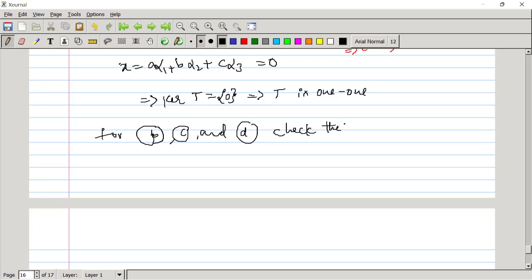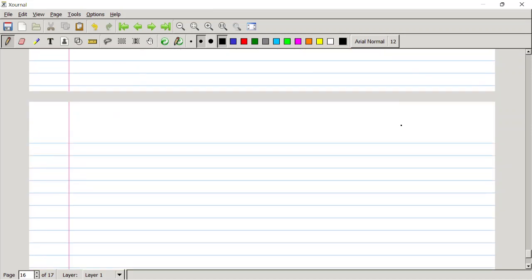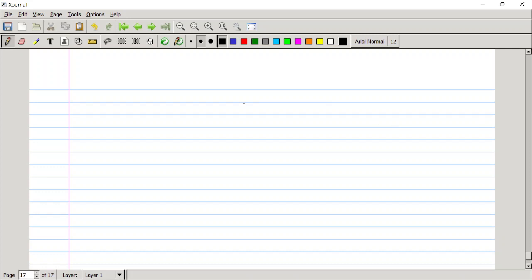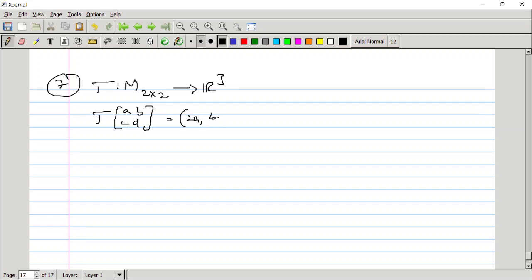Check the calculations. This is about the sixth problem, how we can eliminate the remaining three options. So let's see the seventh problem. T is given from M 2 cross 2 to R cube given by T of a b c d equal to 2a comma b plus c comma d.